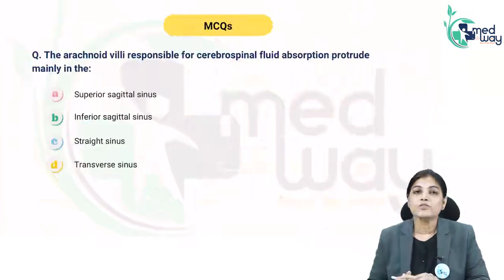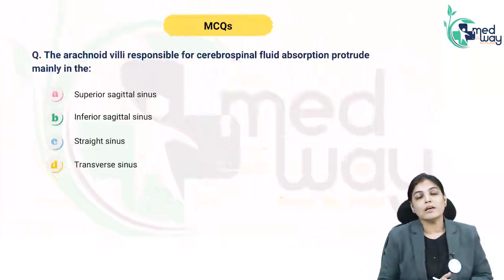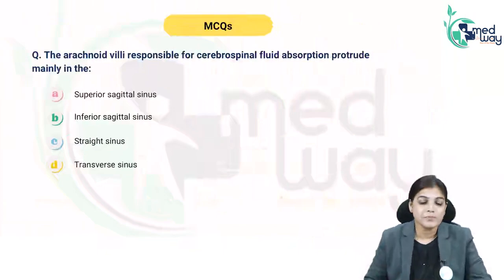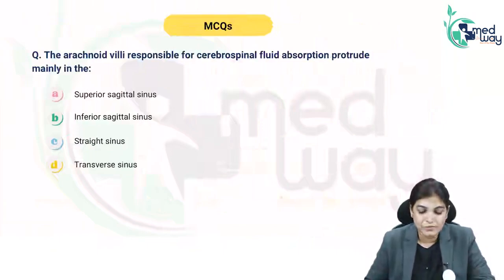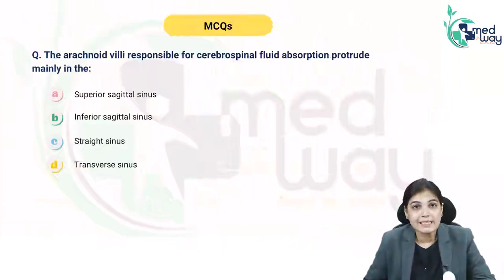Now I would like to solve a few MCQs related to the topic. Already we have talked about the features of hydrocephalus in the previous session: in children there is a large head, fontanelles are widely separated, then there is a dilated scalp, and the eyes look downward like a setting sun. These are the features.